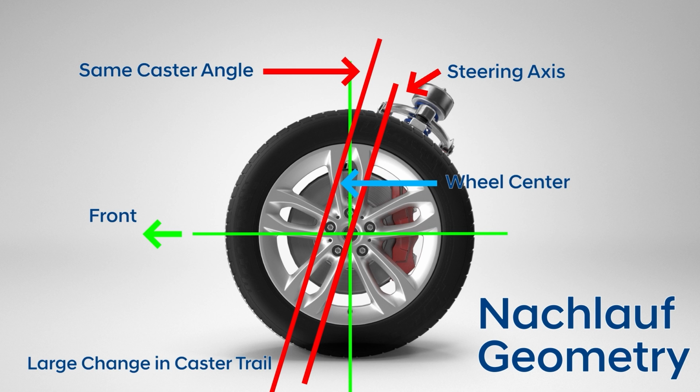Knock-Loff geometry offsets the steering axis ahead of the front wheel center line. This arrangement increases the caster trail without a corresponding increase in caster angle. This provides improved directional control without a large amount of camber roll.